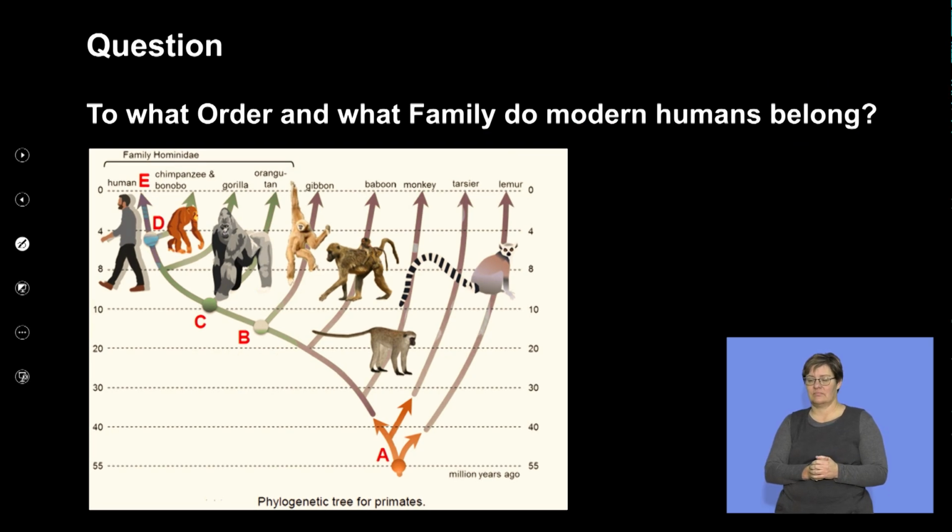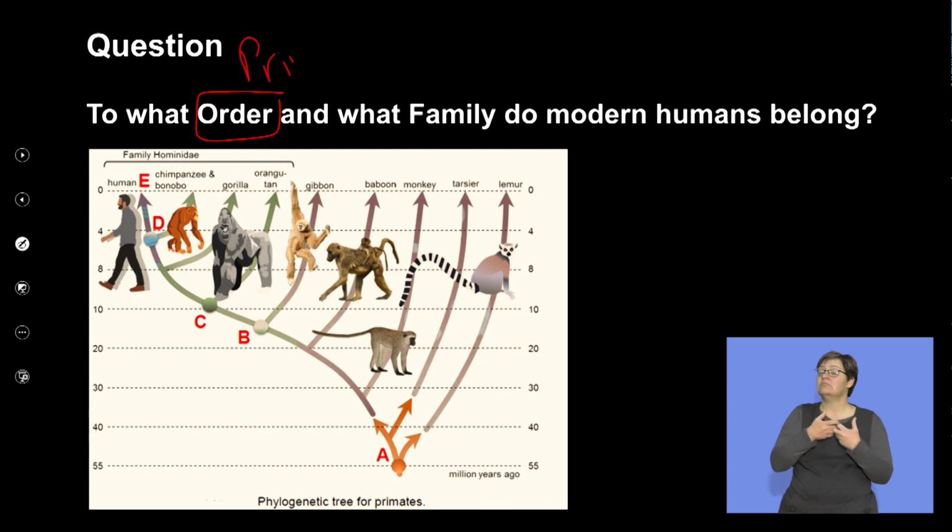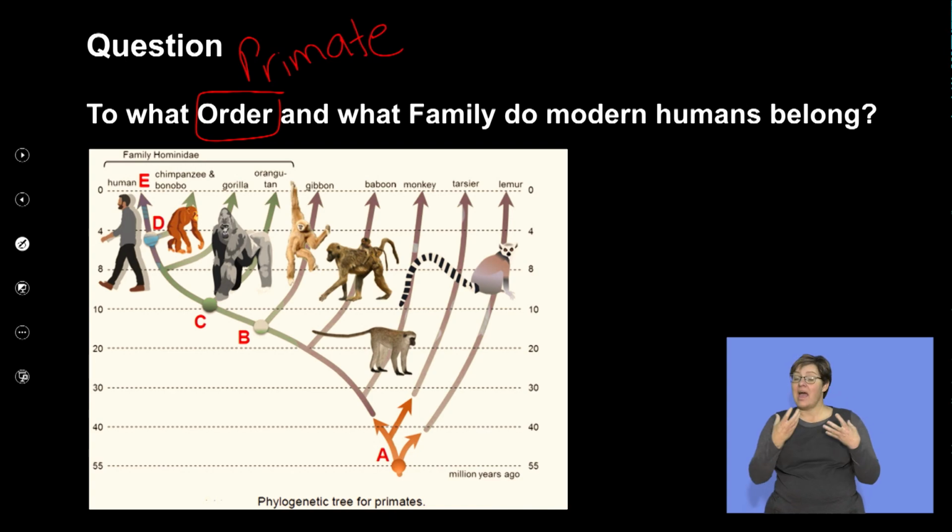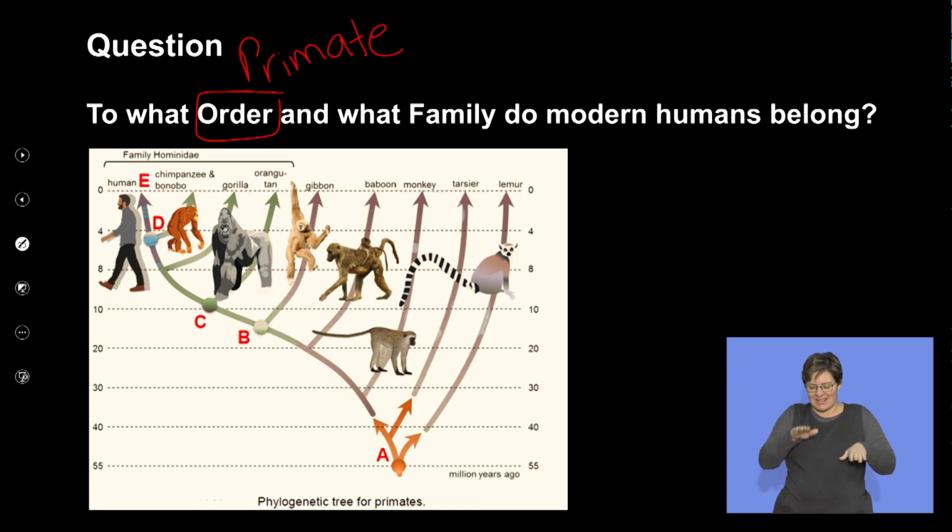Okay, question number 1, to what order? Right, now over here, this diagram doesn't tell us what order, but it's something that you need to know. We are in the primate order. We have things in all of these, all right? We have things in common with all of these animals.